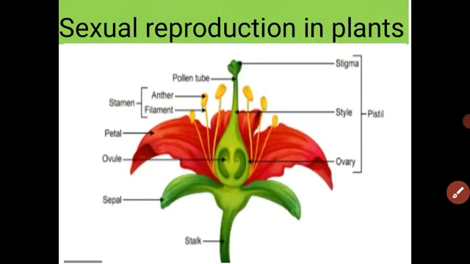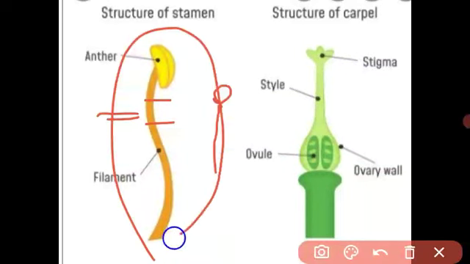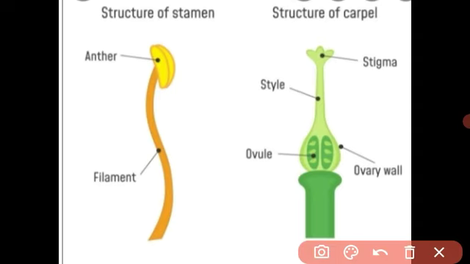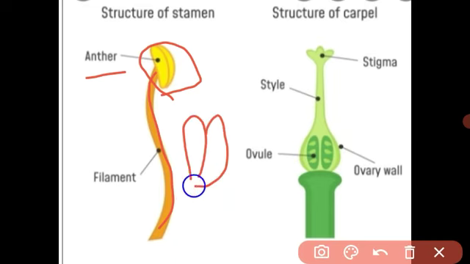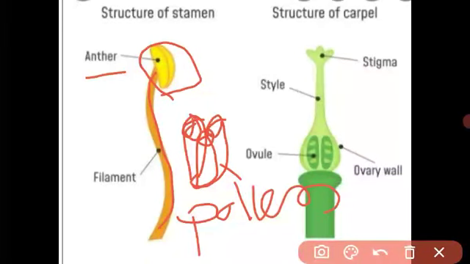See, I will show it. See student, this is the stamen. This is the filament. This filament helps to attach the flower, and this part of the stamen is called the anther. It has a bilobed structure like that, and this is called the pollen sac. Anther contains the pollen sac, and the pollen sac contains the pollen grain.